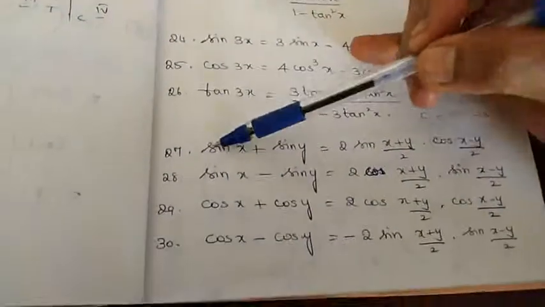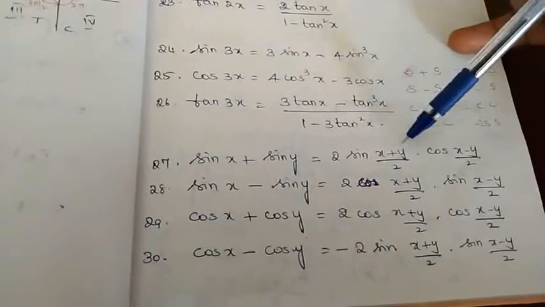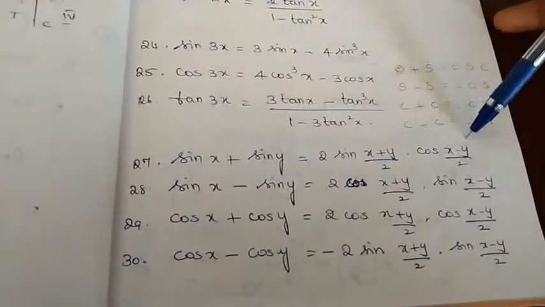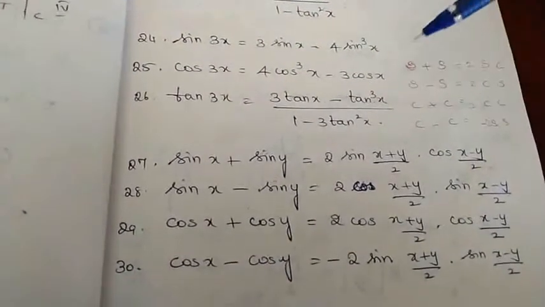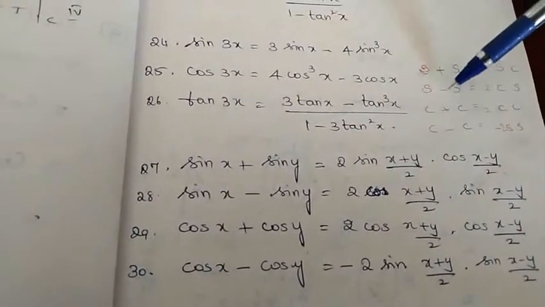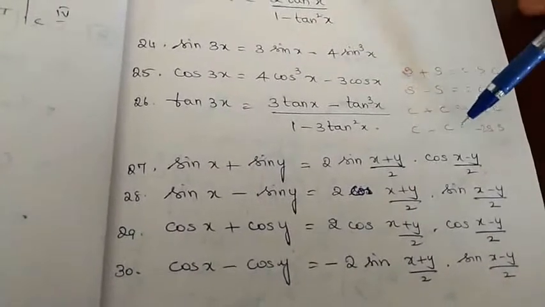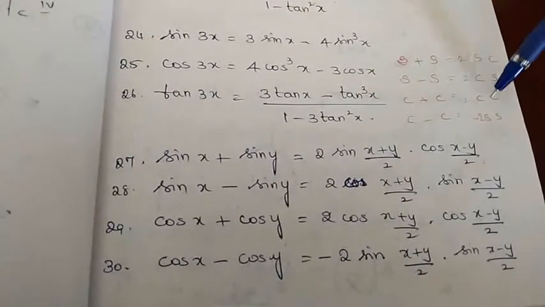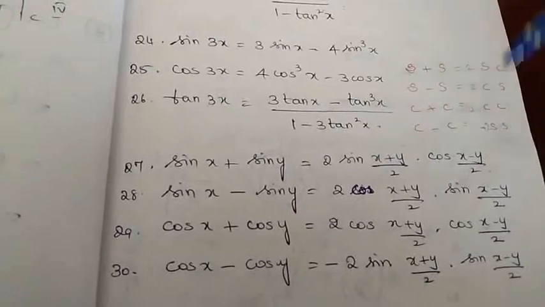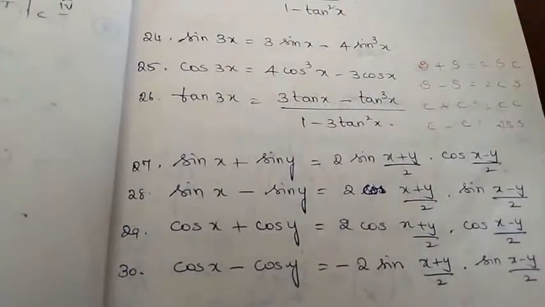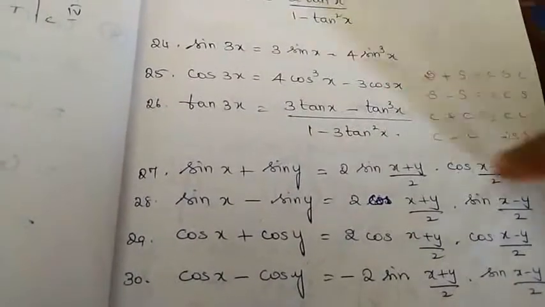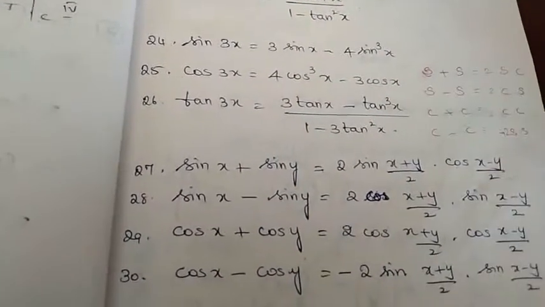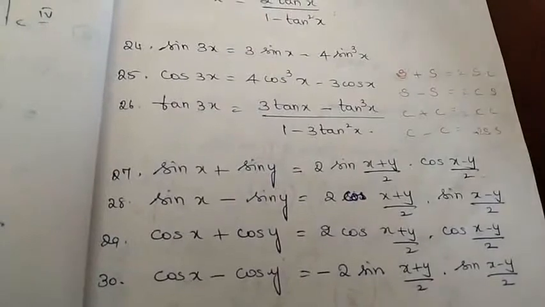What is it? Sin x plus sin y is 2 sin (x plus y) divided by 2 cos (x minus y) divided by 2. For this I told you how you can remember: S plus S, S minus S, C plus C, C minus C, SC, CS, CC, SS minus. You can remember it in this way. If you are unable to recall it directly, you can write this in the corner of your answer sheet and check your formula and then you can do it.